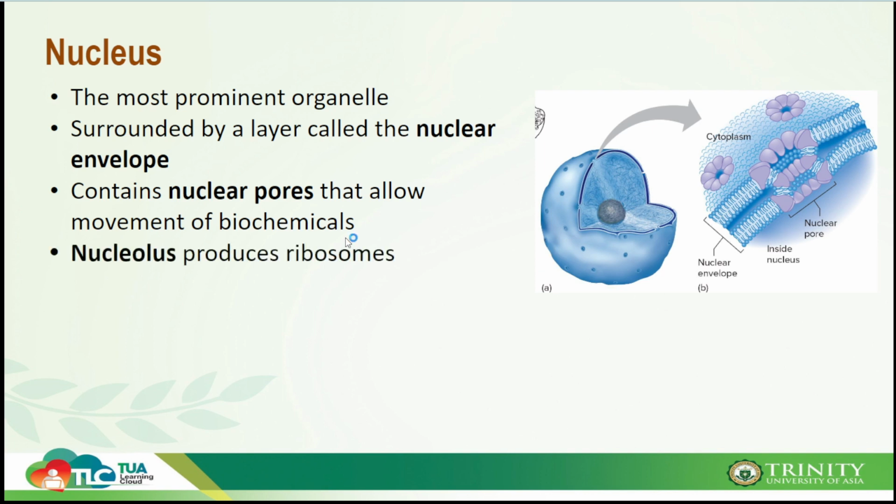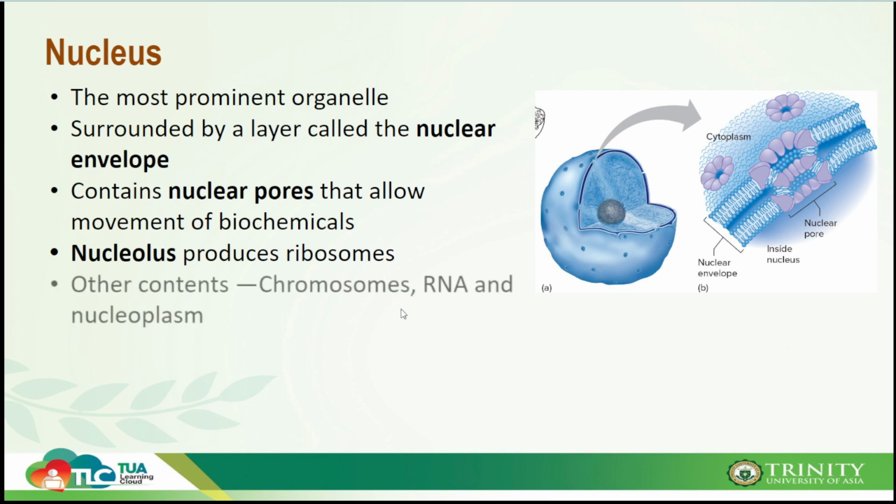Another structure that is found inside the nucleus is your nucleolus, this one in gray. So the nucleolus is important because it produces your ribosomes. And as mentioned in our discussion last week, your ribosomes are important, especially in the central dogma, specifically in what step? In your transcription. Now, other contents of the nucleus are your chromosomes, which we will study later, RNA, especially during transcription, and the fluid portion of the nucleus, which is the nucleoplasm.